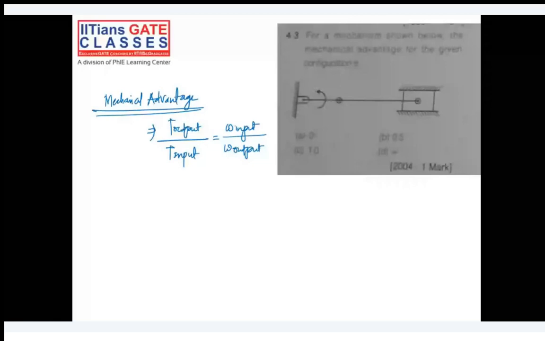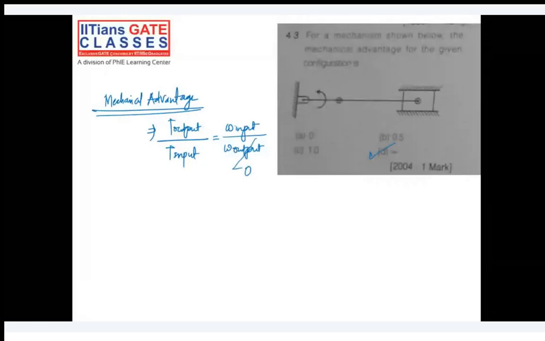In this case, we cannot, let's say, calculate mechanical advantage. The terminology mainly we use only for the 4-bar chain. Are you following? Because here output link is slider, and slider is having a reciprocating motion, not a rotary motion. So the answer is infinity. I'll go to the next slide for a new question.